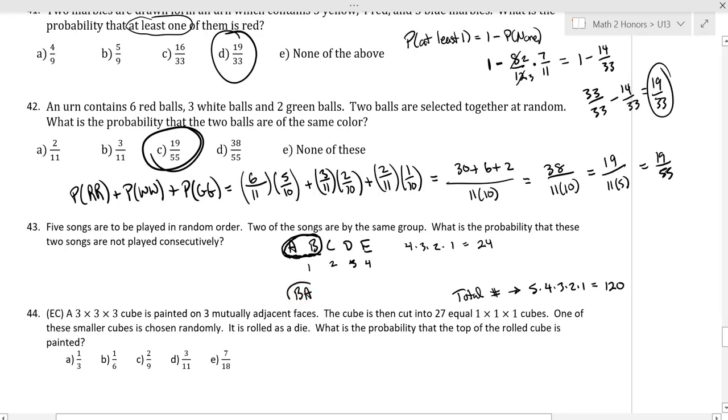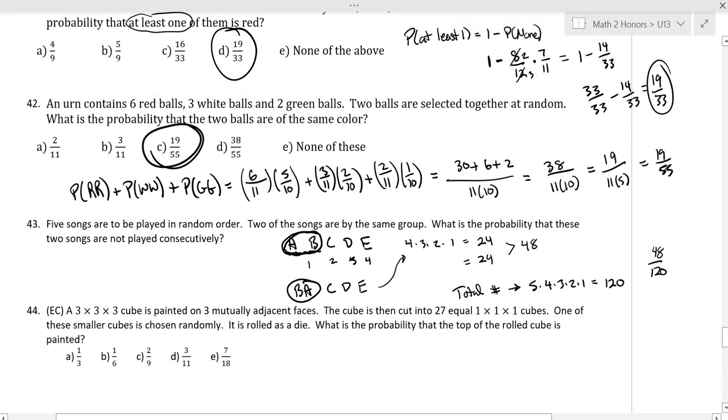What if we want to do this now? Let's glue these together, B, A, C, D, E. So again, we got 4 options. So again, we got another 24 ways, and in those 24 ways, we're going to assure that B was played right before A. So there's a total of 48 ways where those 2 songs will be played consecutively. So there's a 48 out of 120 chance that you will play them right next to each other, that you will play them consecutively. We don't want to play them consecutively.